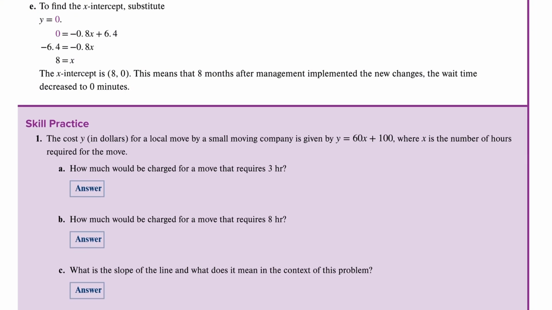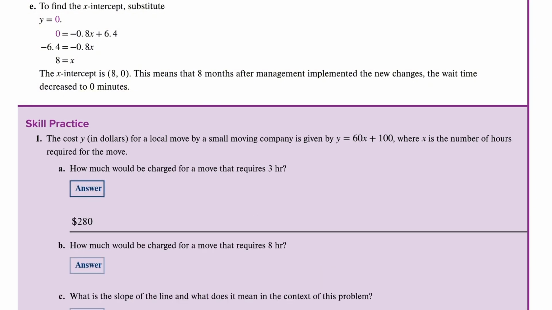The cost Y in dollars for a local move by a small moving company is given by Y equals 60X plus 100, where X is the number of hours required for the move. How much would be charged for a move that requires 3 hours? Remember, Y is in dollars, so X has to be hours. And it also says it in the sentence, in the directions. So just guesstimating, right? 3 times 6 is 18. So add a 0, I have 180. 180 plus 100 would be 280. And then you can click on and see your answers.